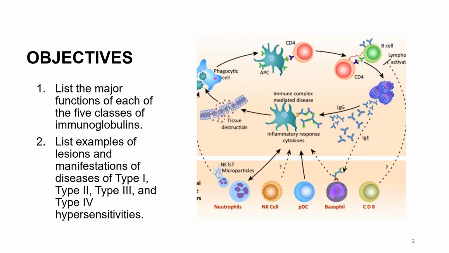Here's what I want you to walk away with after this lecture. Not memorized, but understood. First, you should be able to list the major functions of the 5 classes of immunoglobulins. Not just that IgG exists, but what it does, where it acts, and why it matters in tissue. Second, and this is where histotechnology really comes in, you should be able to recognize lesions and manifestations associated with the 4 types of hypersensitivity reactions.